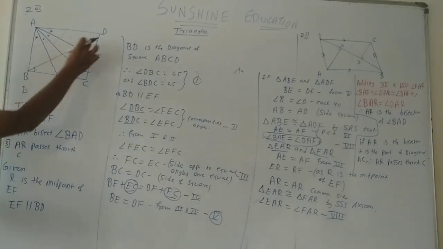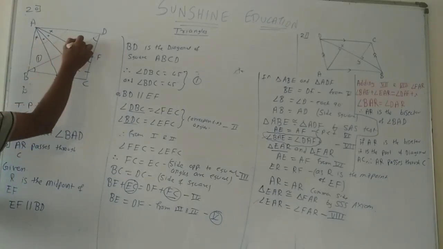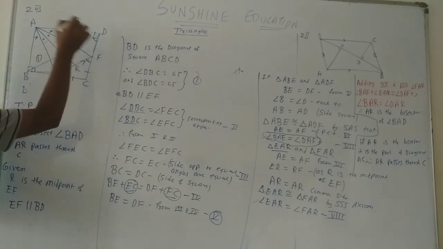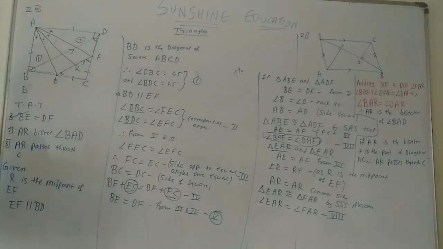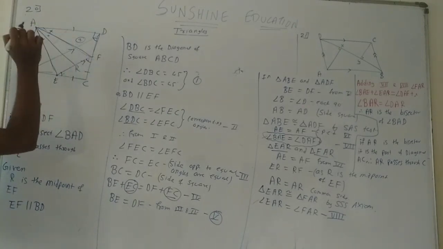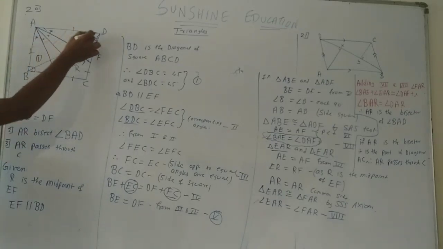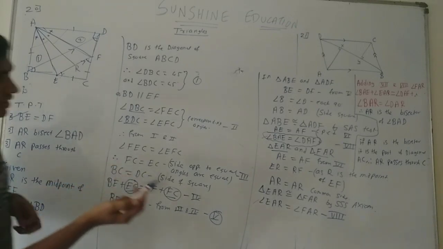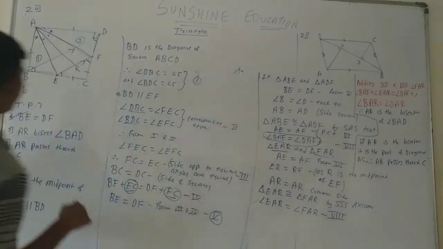Now using this BE and DF to prove this triangle and this triangle congruent, we have BE is equal to DF, angle B is equal to angle D, and AB is equal to AD. Therefore, both the triangles are congruent by side angle side test. Therefore, AE will be equal to AF and angle BAE is equal to DAF. Naming it as number 6 and 7.